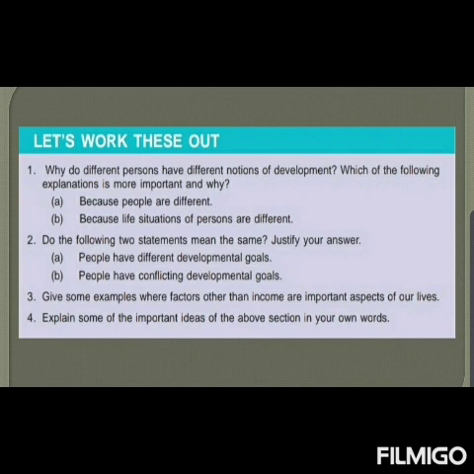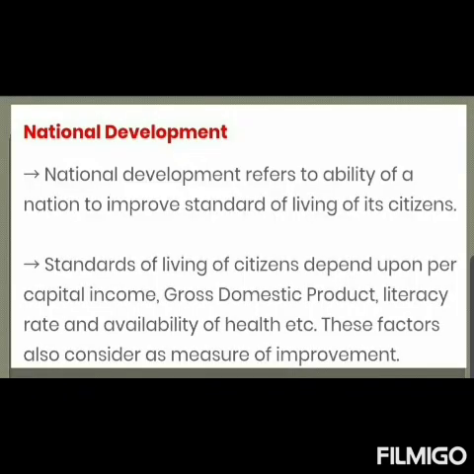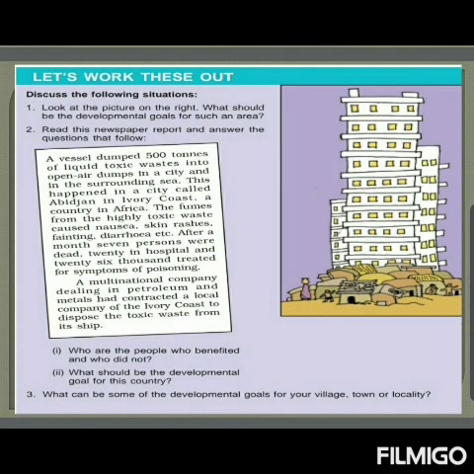Coming to the next topic, that is national development. National development is directly linked to the improvement in the facilities provided by the government. It might be dependent on the per capita income, GDP, literacy rate, etc., which can be improved by the government. Now this is a small case study and few questions are given. Please go through it. You will understand it better.